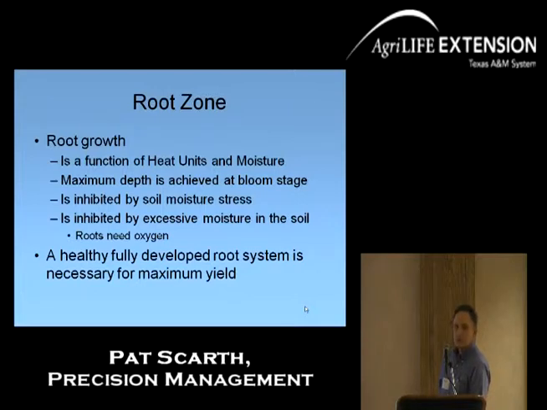Root growth is a function of just a healthy plant, having a healthy plant and moisture in the soil for the roots to grow. Normally, the maximum root depth is achieved by bloom stage. Whenever the plant goes into reproduction stage, it's probably put its roots down as far as it's going to.